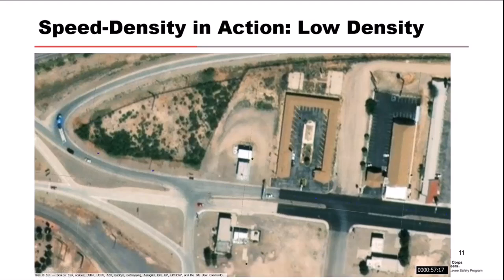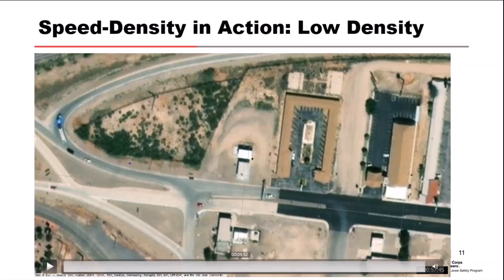Quick animation, just showing the fact that there are not a lot of vehicles, right? So the density of vehicles is very low. You can see cars coming in pretty quick, and then they hit that off-ramp and slow down a little bit, right? So I'll show that again, a couple things at play here.